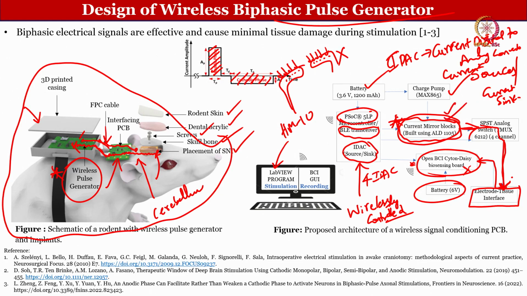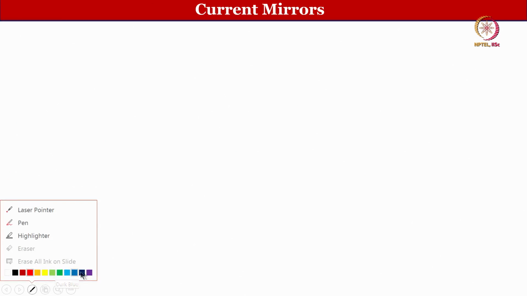Why current mirror and all, right? Because we want to stimulate many electrodes at a time. If I want to stimulate many electrodes at a time, we need to have a current mirror, right. So, let us look at how it looks like. How the current mirror works is the basic current mirror I am discussing.